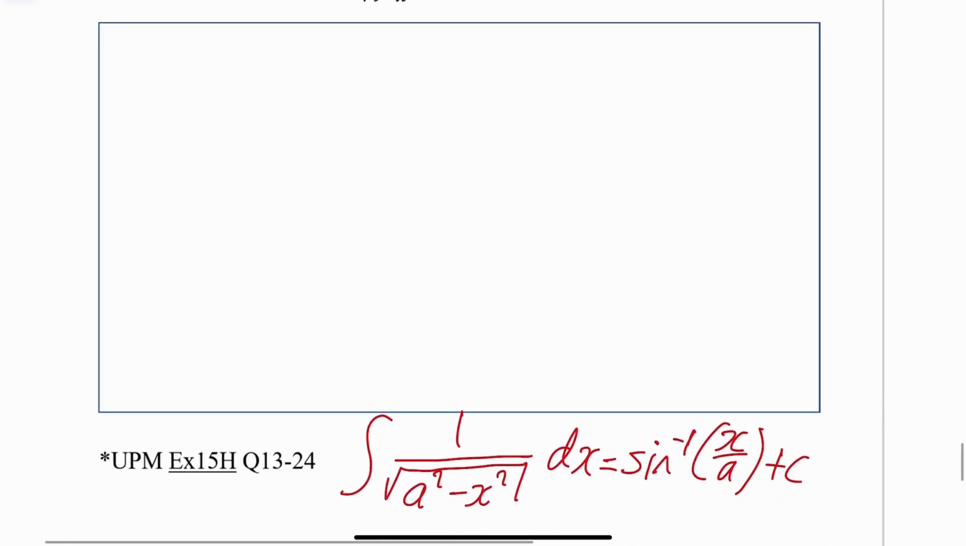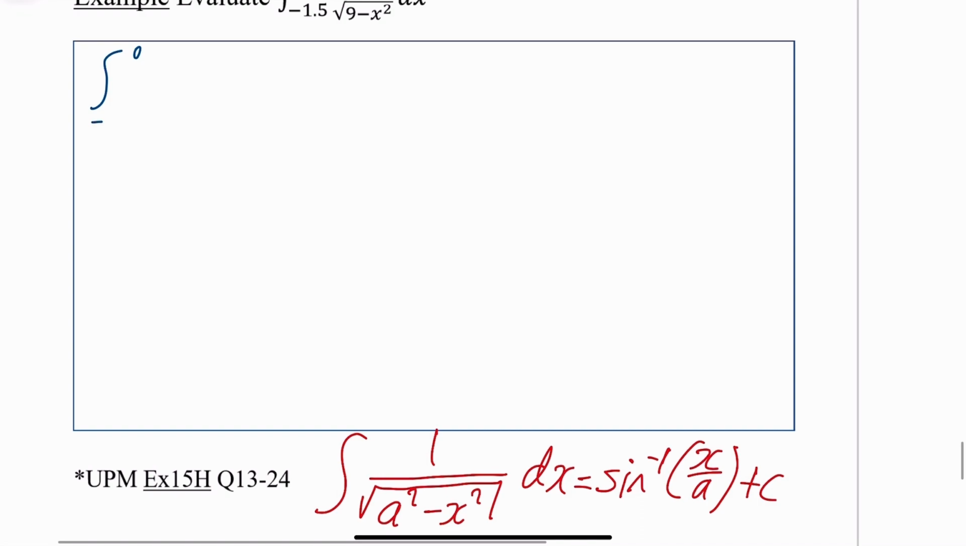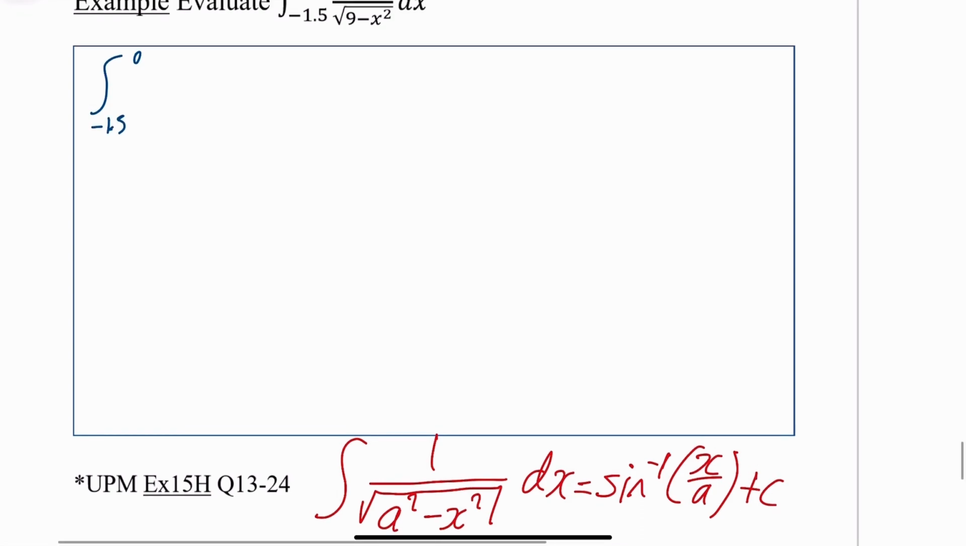Okay, the next one we're going to look at involves this integral on the bottom line, again given in your formula booklet. So you want to get everything in the form of the integral of 1 over the square root of a squared minus x squared. We're pretty much there for this one. This one just shows how we use it when we've got our limits. So let's write down the question again. It was the integral from minus 1.5 to 0 of 1 over the square root of 9 minus x squared.